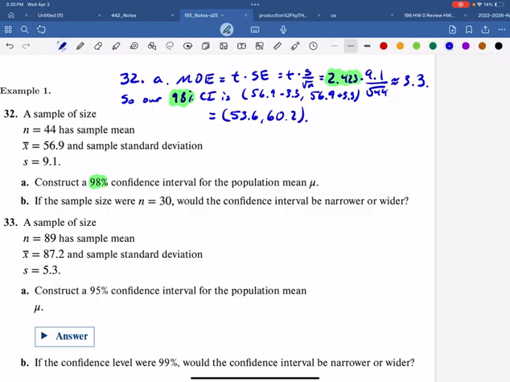Okay? For part B, right, if our sample size decreased to n equals 30, would the interval be narrower or wider? Well, you could just go ahead and find it, but you shouldn't have to. If we decrease n, the denominator of a fraction, that's going to increase the number. Also, when we take a smaller sample size, we just don't know as much, so we would expect our margin of error to be bigger because there's more room for error. So, more error means a bigger confidence interval.